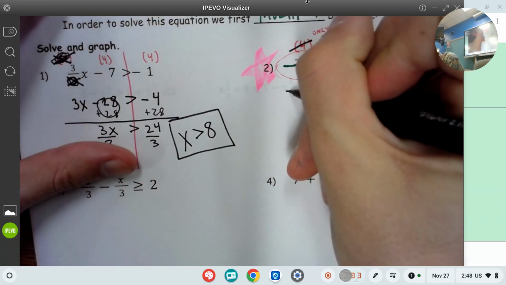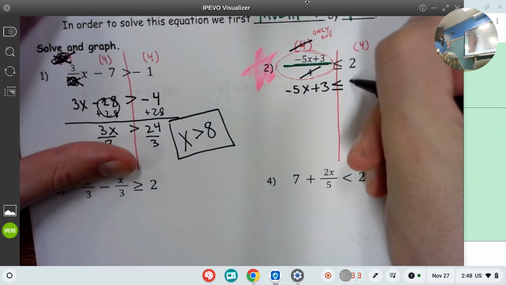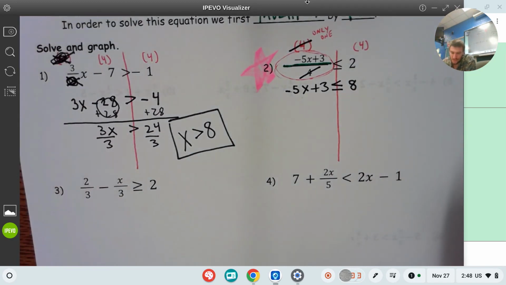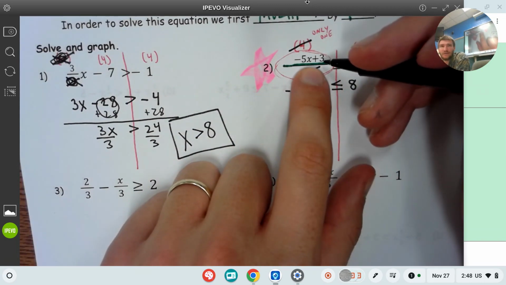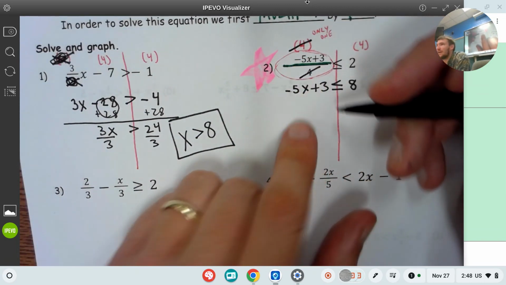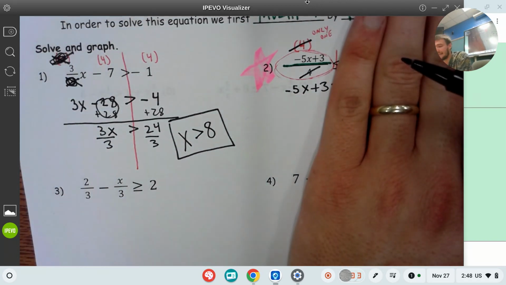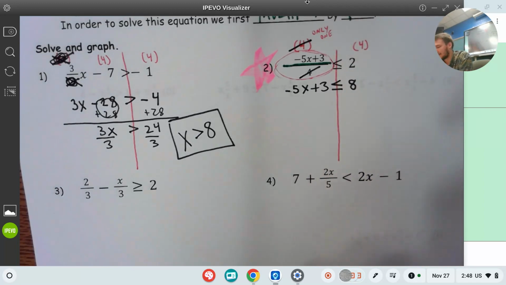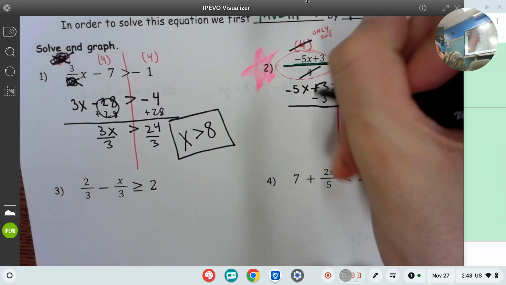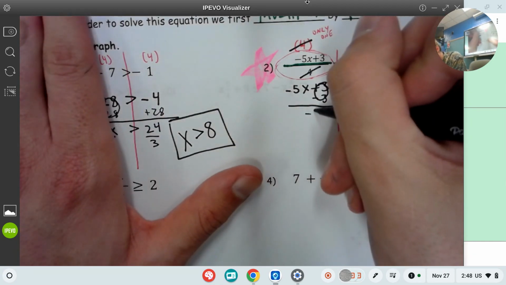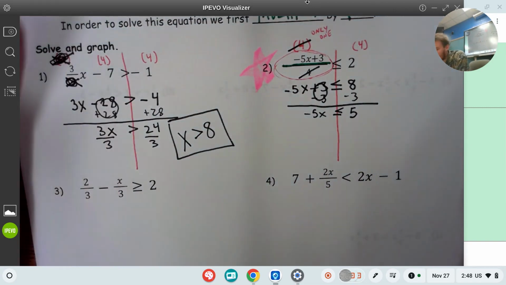And so we're going to have negative 5x plus 3 less than or equal to 8, because all of this on the top is going to stick around. The 4 is gone. The 4 is gone. Nothing is going to change on this left side. We're not going to multiply anything times 4 because it got crossed out. Now, really quickly, minus 3, minus 3. 3 minus 3 is 0. Negative 5x less than or equal to positive 5. 8 minus 3 is 5.